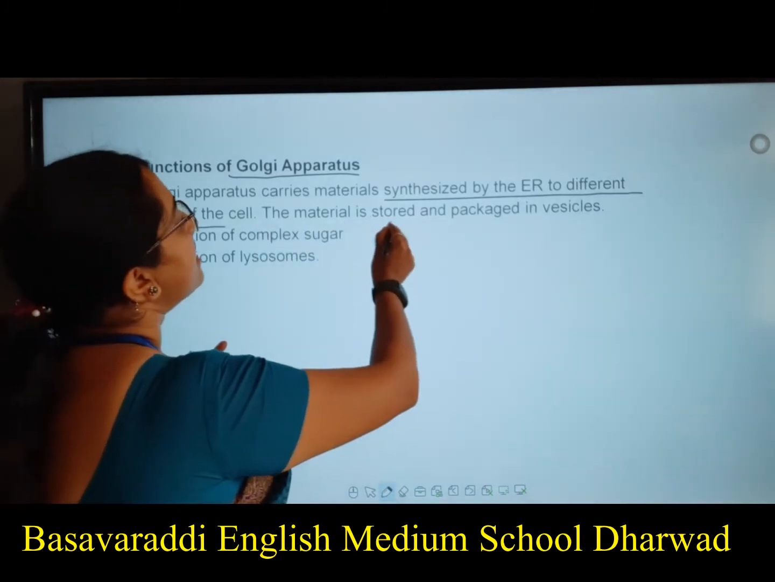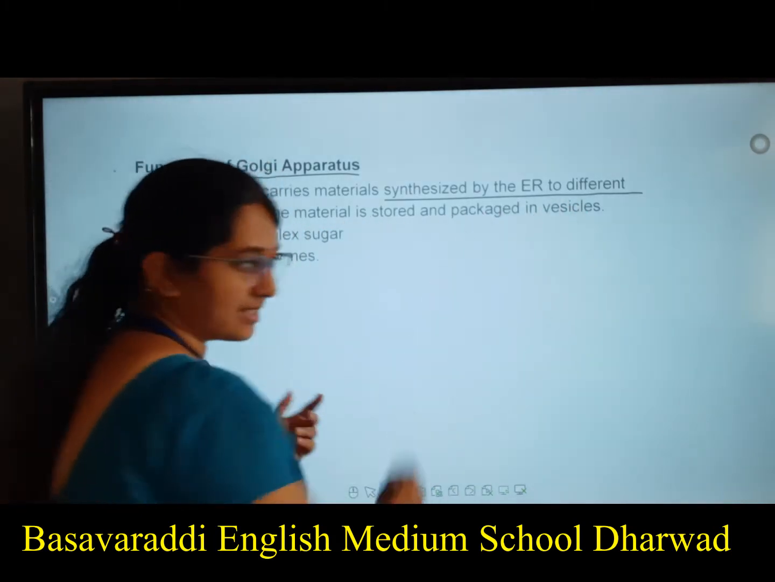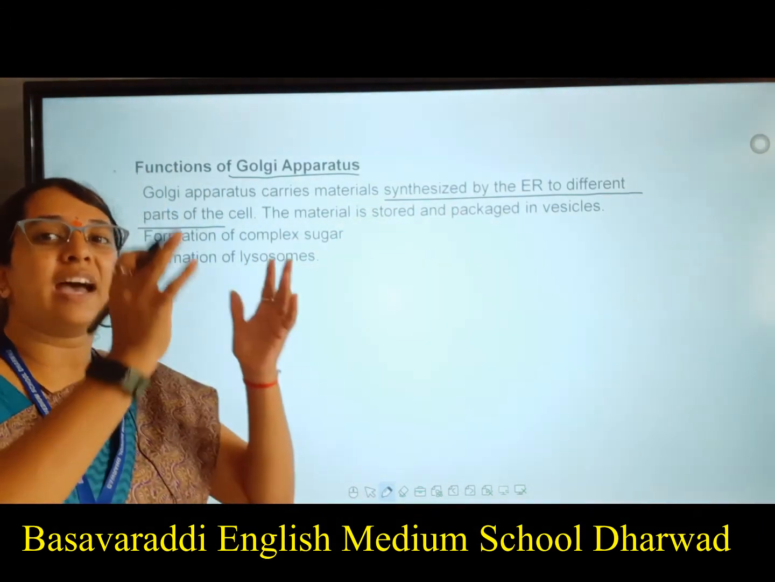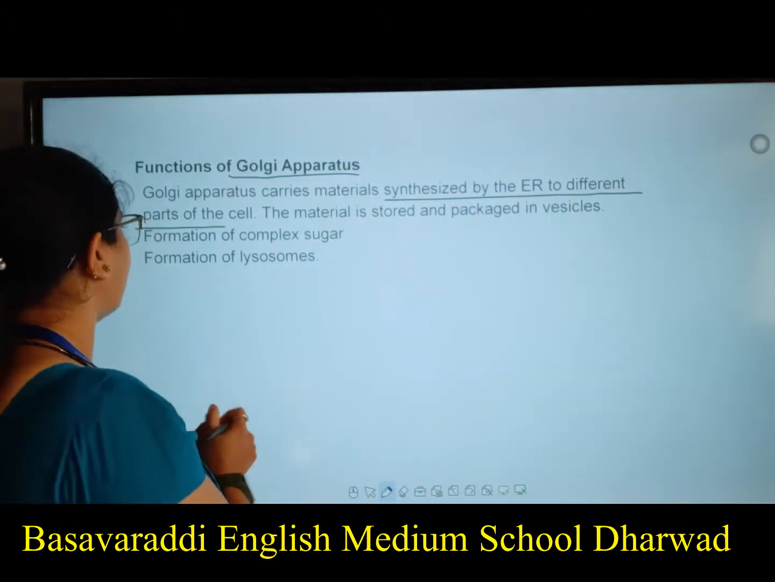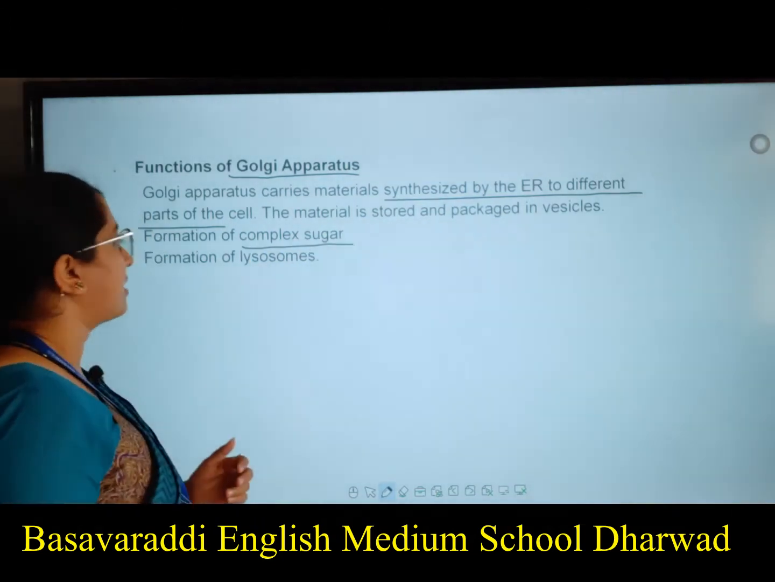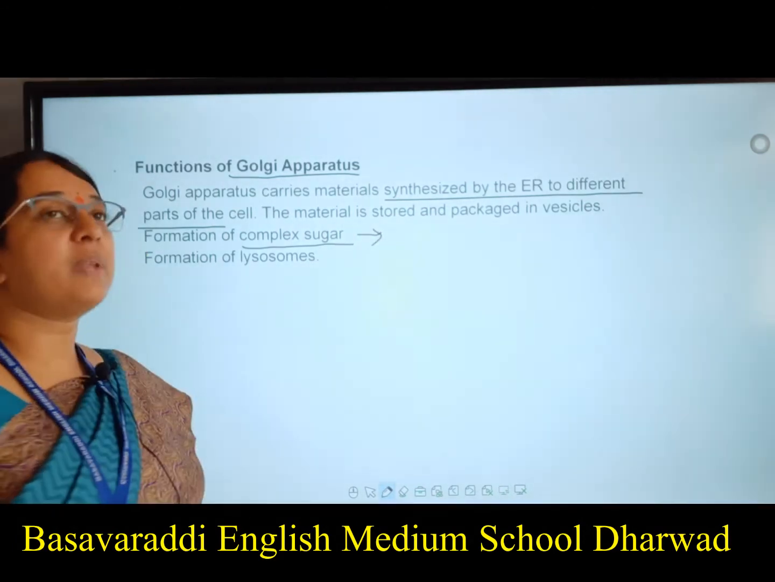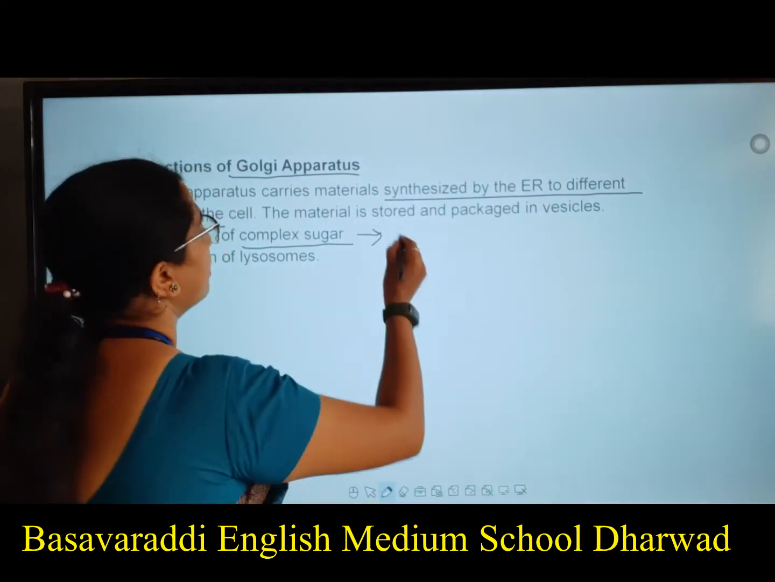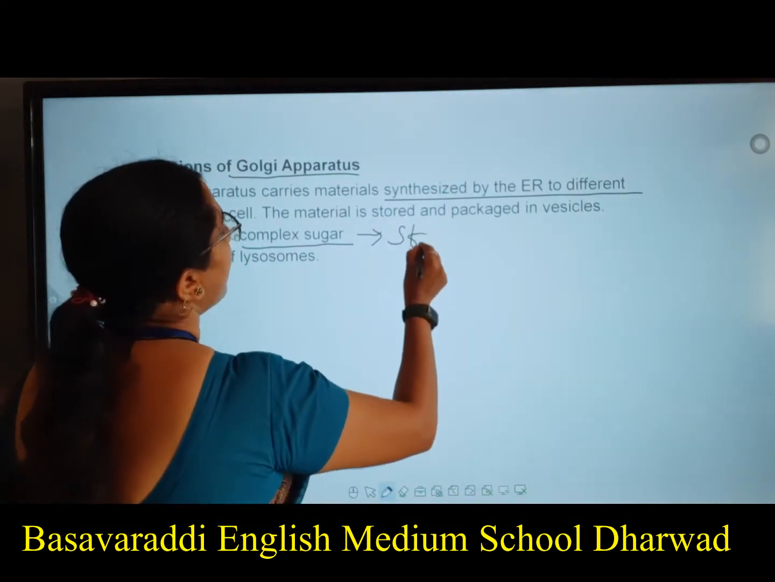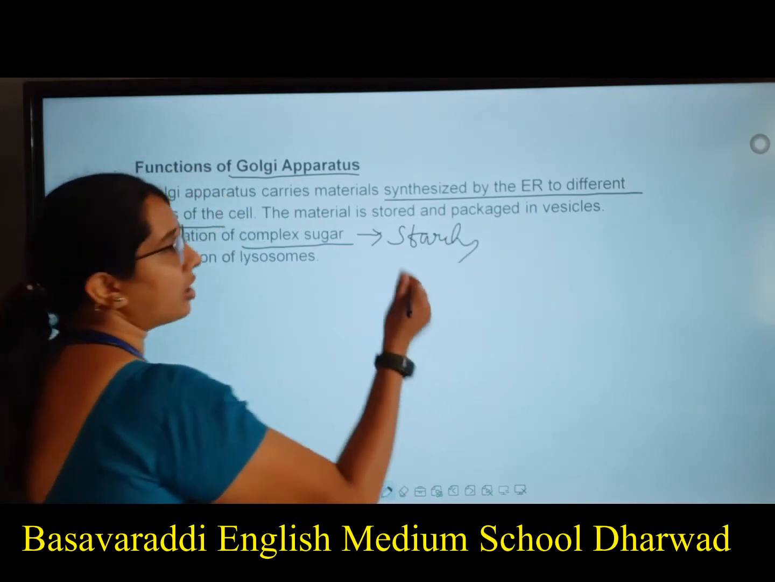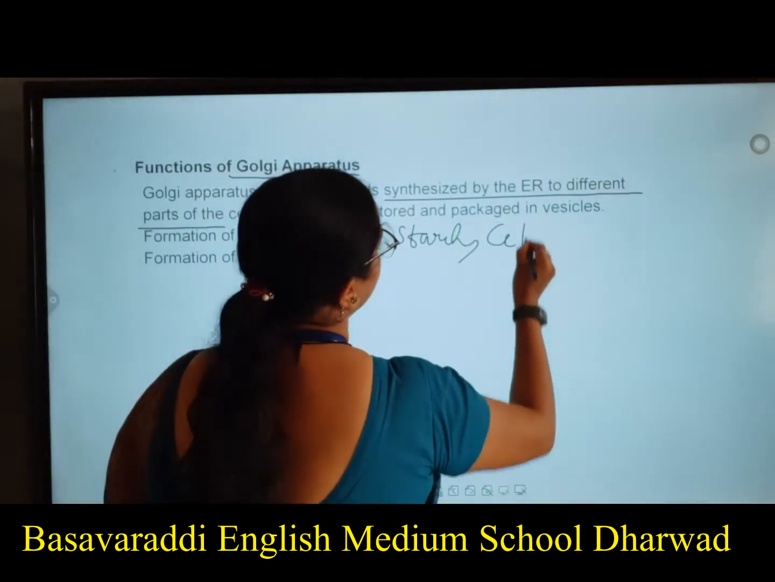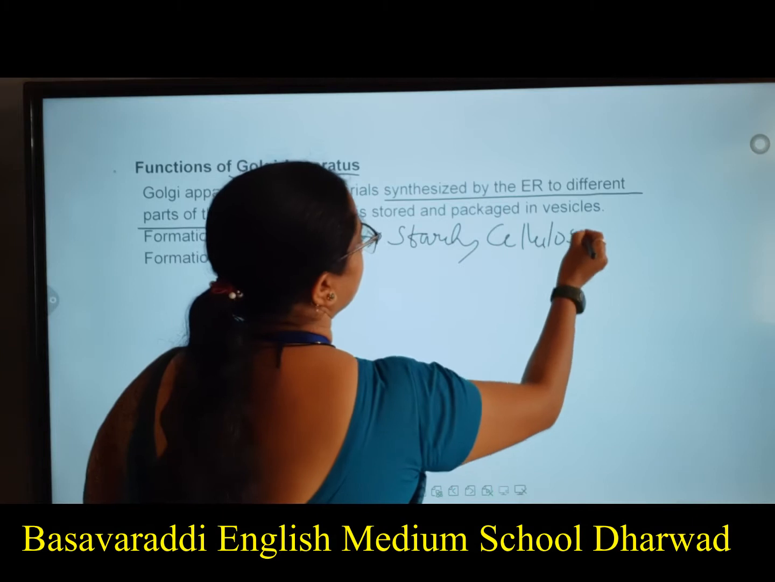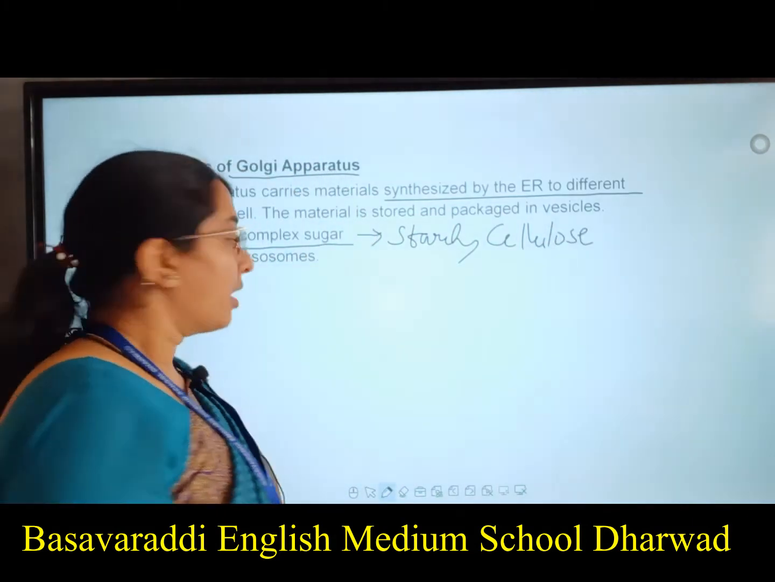This material is sorted and packaged in vesicles. Whatever materials you want to transport are packaged in the vesicles there. Another function is the formation of complex sugars. The major complex sugars you can take here are starch, or you can take cellulose.